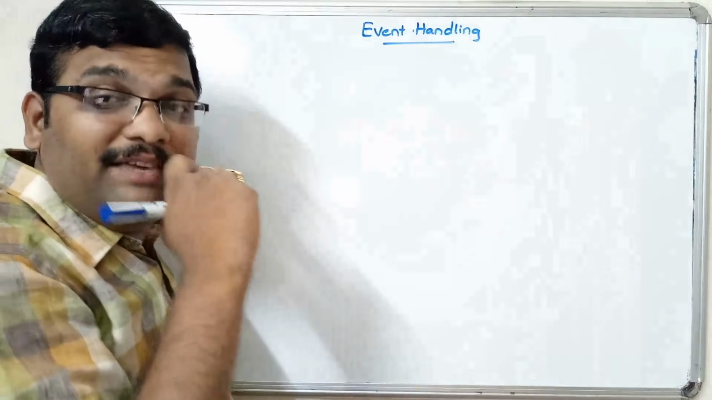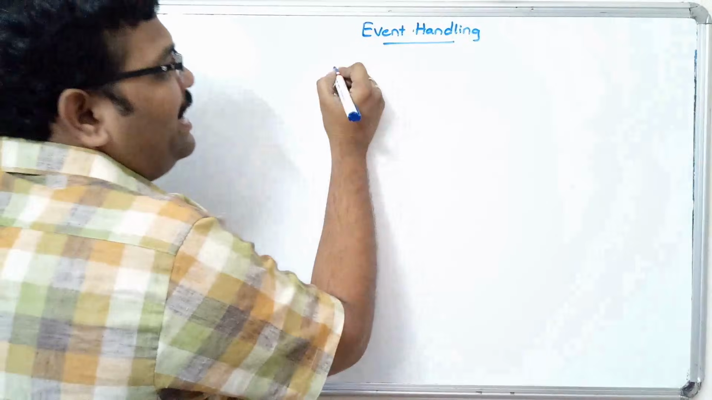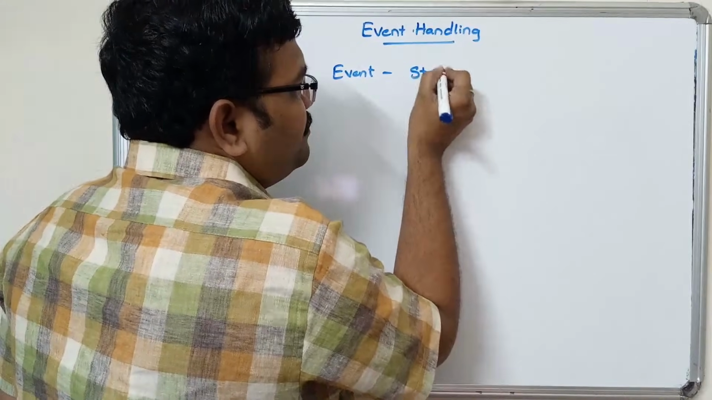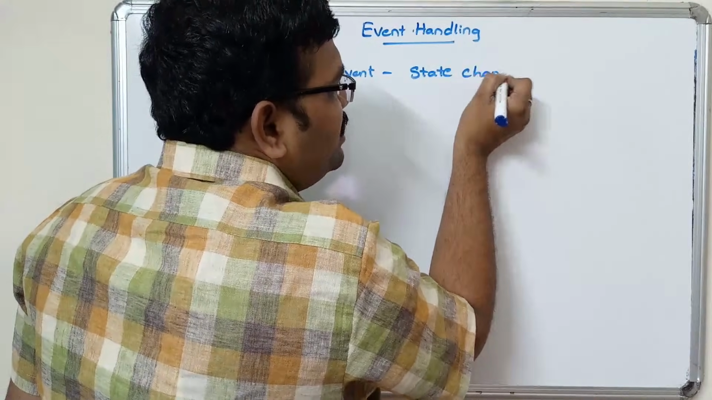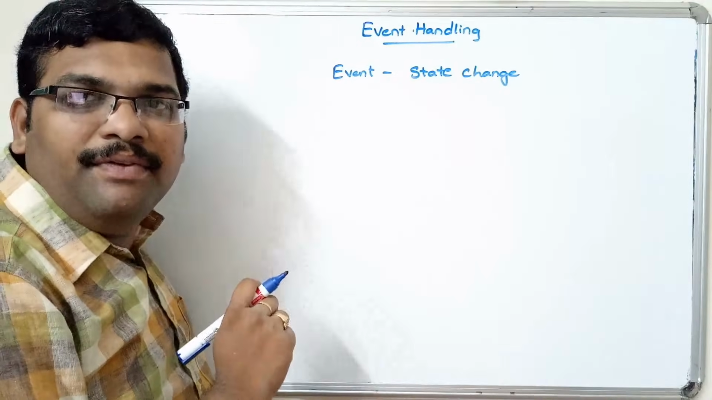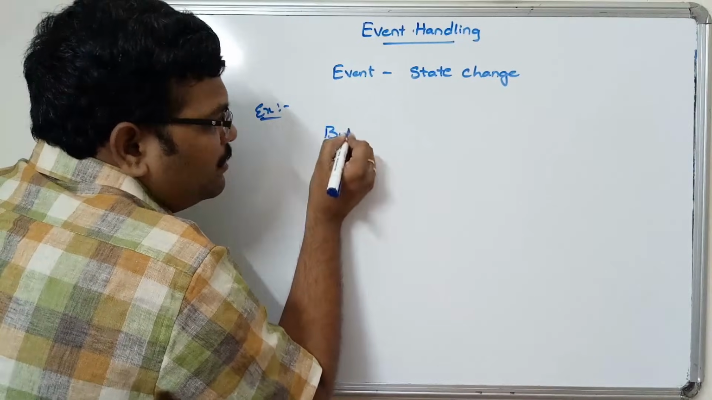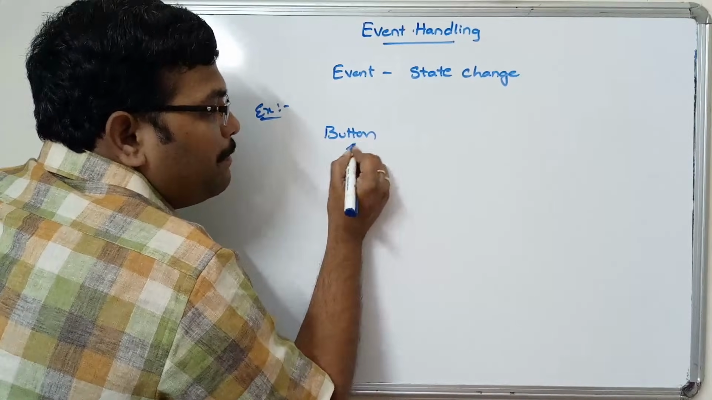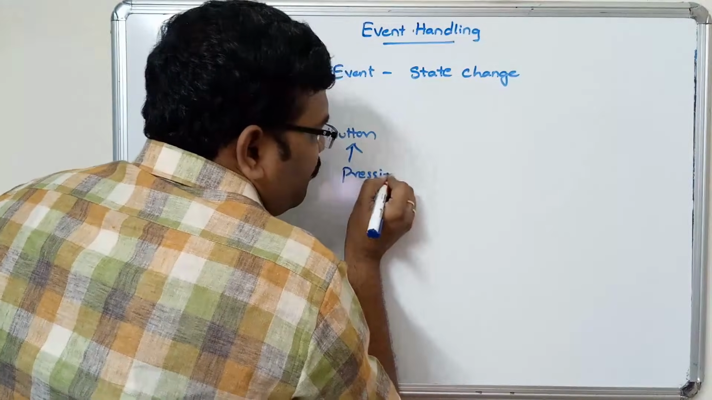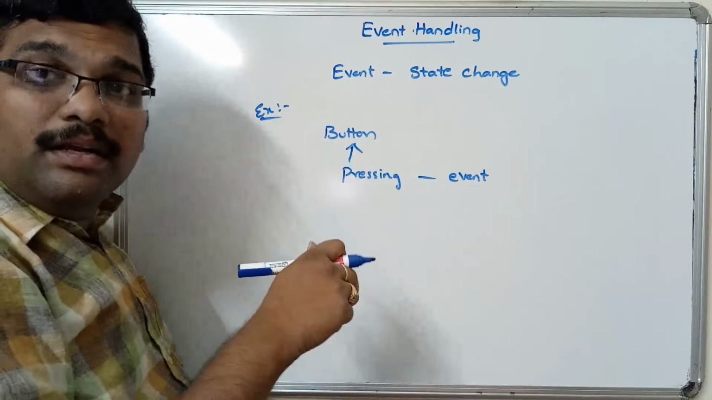See, before going to this event handling, first we have to know about this event. What is meant by an event? So an event is the state change. The state change, or we can also say it as a behavior change, is called as an event. Example, if you take a button, pressing on this button is an event, right? Clicking on the button is an event.